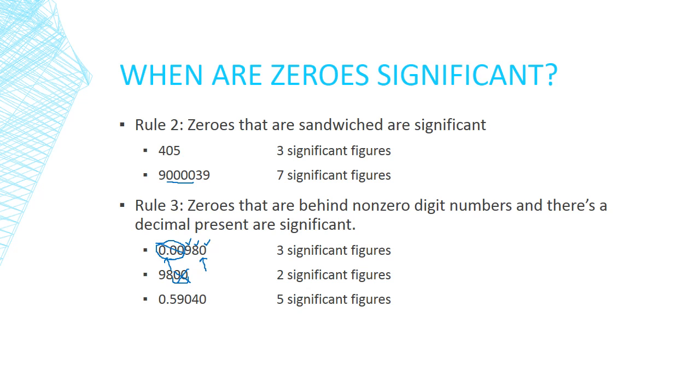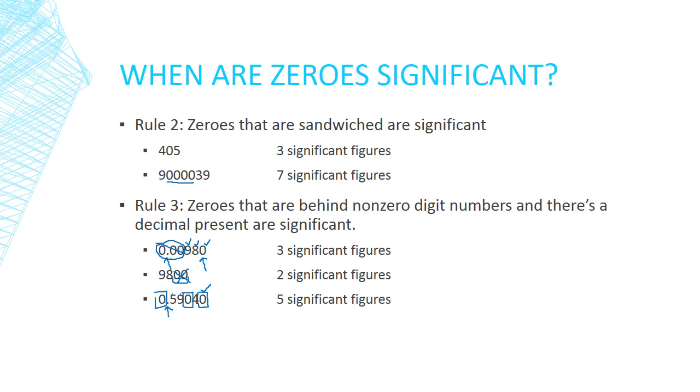Alright, this one you have obviously the 5, the 9, the 4, because they're always significant because they're not zeros. This 0 follows the sandwich rule, so it's automatically significant. This 0 is behind a non-zero digit. It's behind the 5, the 9, and the 4, and there's a decimal present. So it is significant.